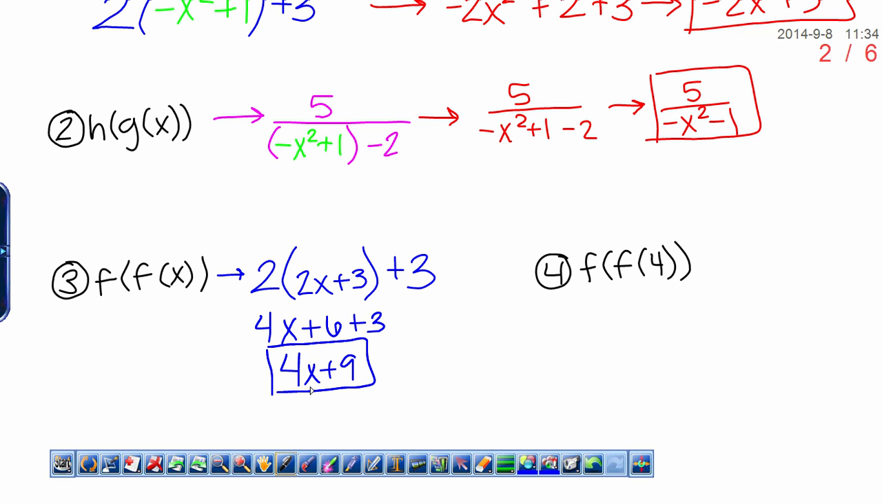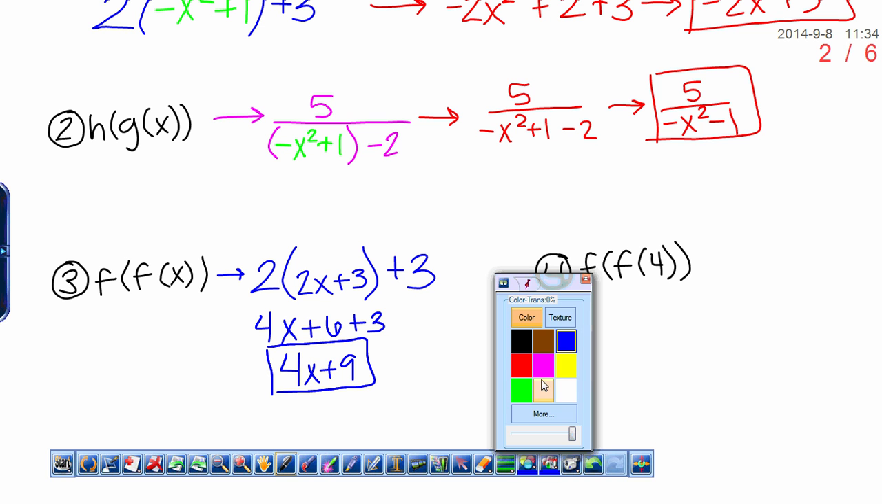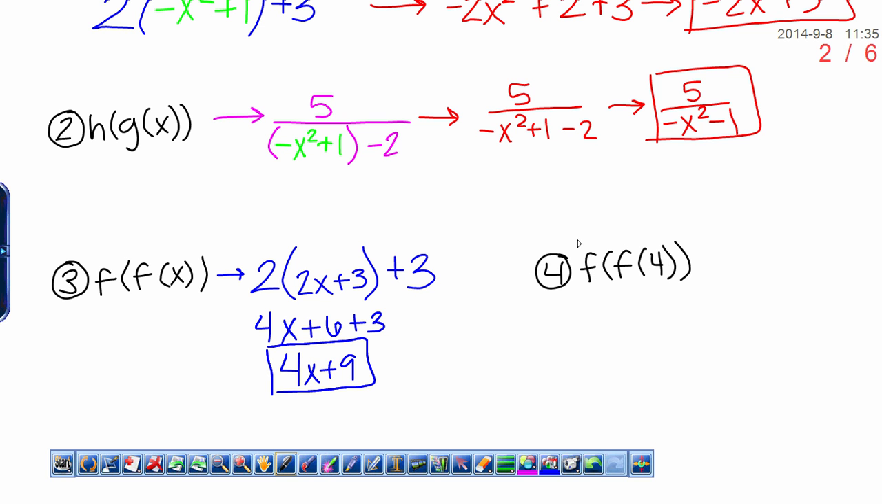Hang on. 4x plus 9. Okay, number 4 says f of f of 4. What is your answer going to look like? A number, a value. It's not an expression. So there are 2 ways you can approach this. The first way is to start working from the inside out. So first evaluate f of 4.